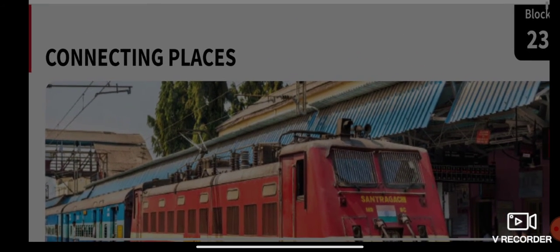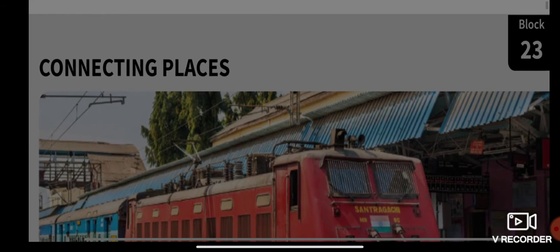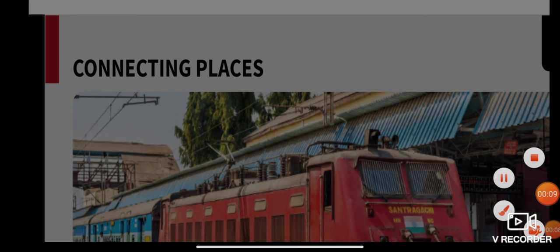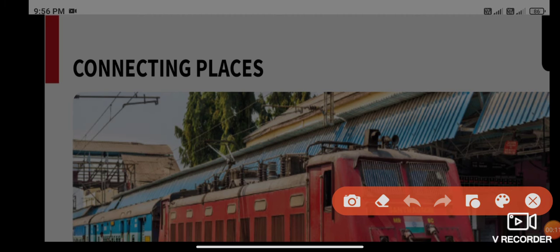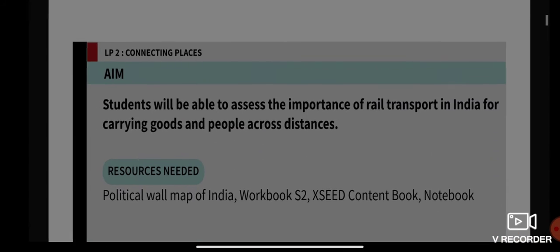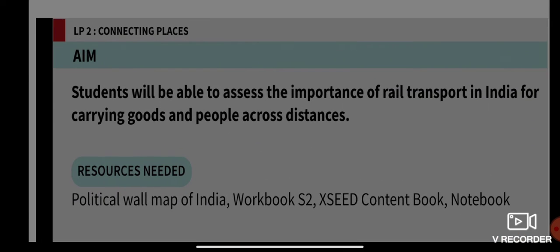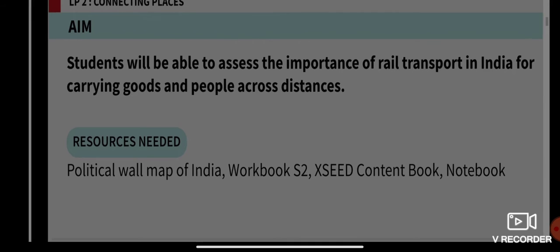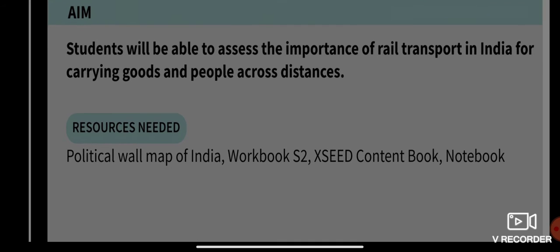So yesterday we started with block 23. Today we will start with another topic, that is connecting places under block 23. Our aim for today is that students will be able to assess the importance of rail transport in India for carrying goods and people across distances.